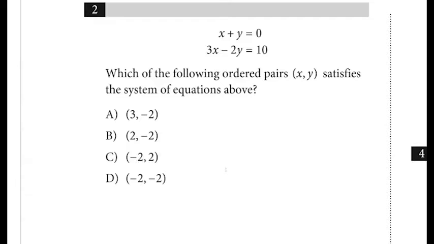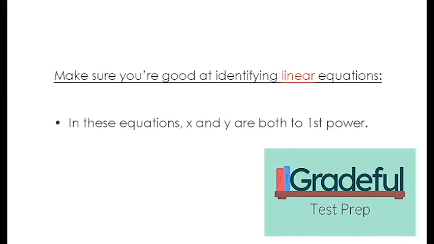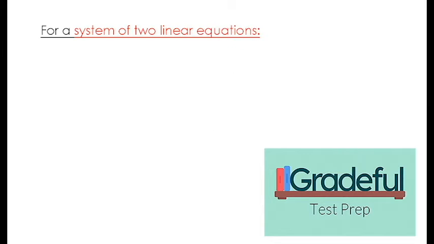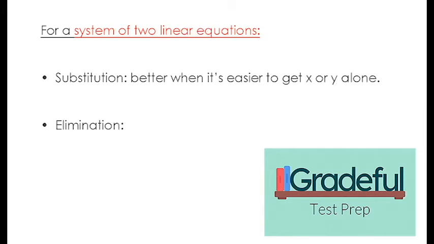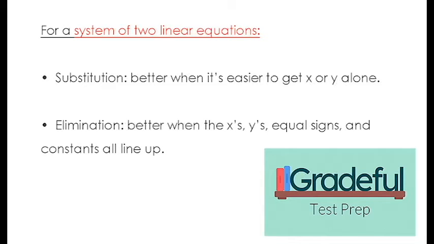Question number 2 is a system of linear equations. We know these are linear equations because x and y are both to the first power on both equations. When you have a system of linear equations, you want to use either substitution or elimination to solve. Substitution is better if it's easier to get x or y all alone. Elimination is better if the x's, y's, equal signs, and numbers all line up.